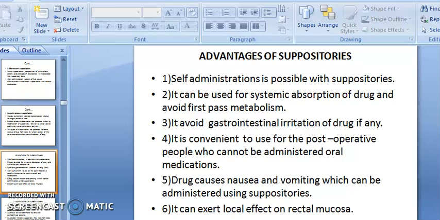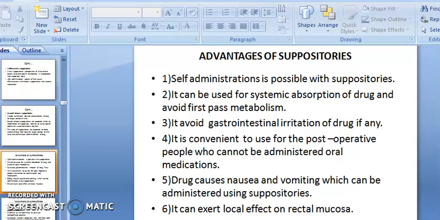It can be used for systemic absorption of drug and avoids first pass metabolism, because you are not using the oral route. It does not follow liver metabolism. Liver metabolism is nothing but the first pass metabolism, and this metabolism is avoided because you are using the rectal cavity rather than your oral cavity. It avoids gastrointestinal irritation of the drug, if any. Suppose we are formulating a suppository of a drug having a GIT problem, that can be overcome by formulating it as a suppository dosage form.